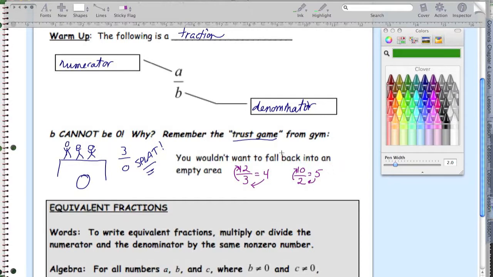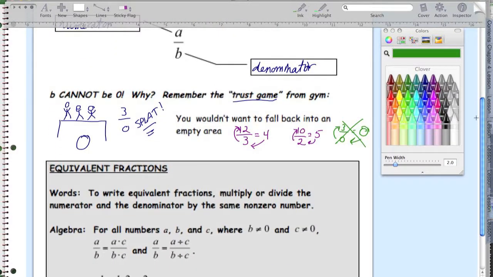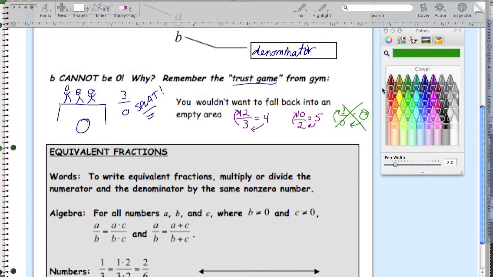Well, let's say we put 0 in the denominator, 3 divided by 0, and we don't remember, so we just write 0. Well, let's check it. 0 times 0, is that 3? No. Okay, so even if you forget, I hope you remember this little trick so that you can double check and be like, oh, that's right, you can't divide by 0. Okay? So that's an important rule.